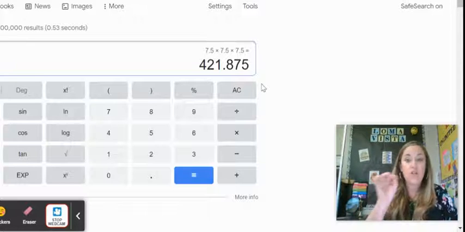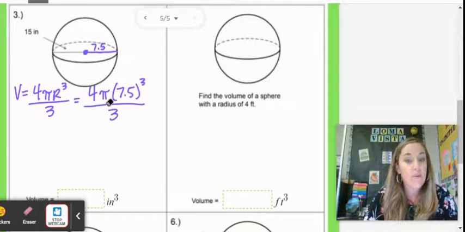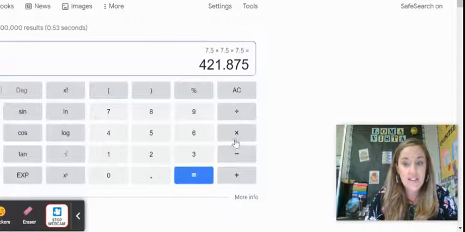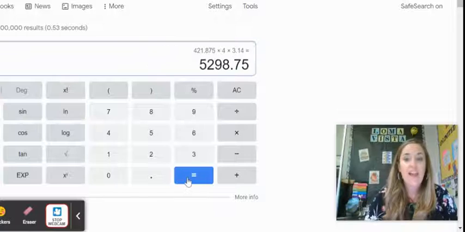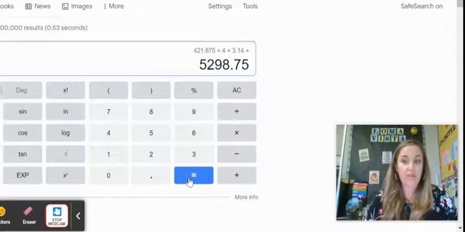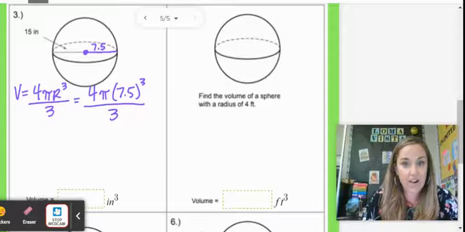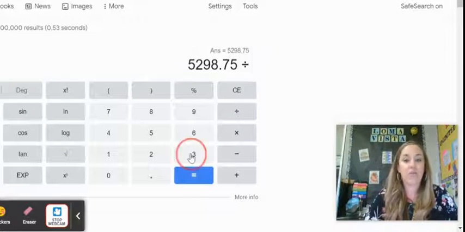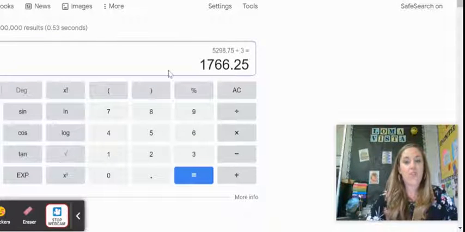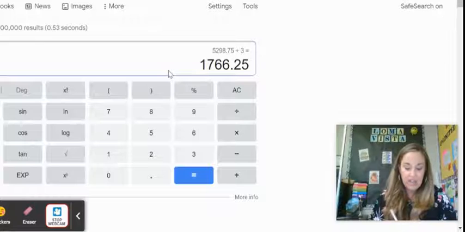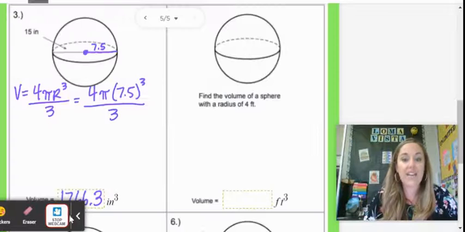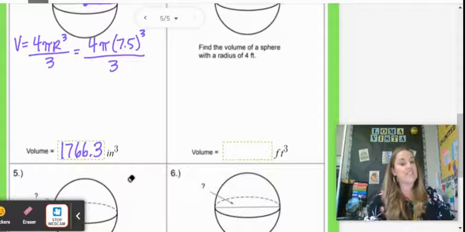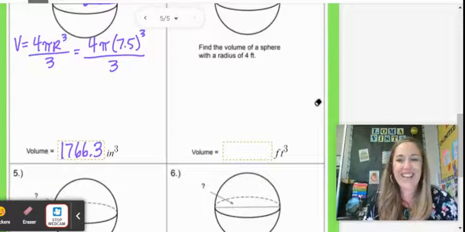And now I have that number, but don't forget, we also still have the 4 and the pi in the numerator. So that means I'm going to take that number and multiply by 4 and multiply by pi, by 3.14. All of those numbers in the numerator, I multiplied, okay? And then what am I going to do with that 3 in the denominator? Divide. Divide by 3 because it's in the denominator. And our answer is 1,766.25, but the 5 is big enough to change the 2 to a 3. So our answer would be 1,766.3 cubic inches. All right, hopefully that helped you. Have fun finding the volume.